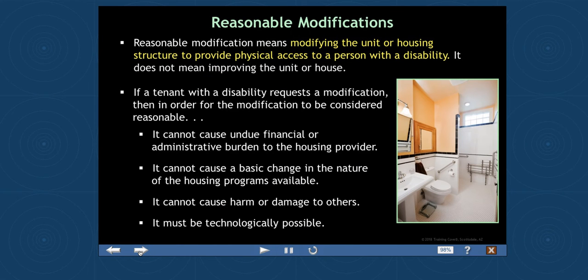Reasonable modification means modifying the unit or housing structure to provide physical access to a person with a disability. It does not mean improving the unit or house. If a tenant with a disability requests a modification, then in order for the modification to be considered reasonable, it cannot cause undue financial or administrative burden to the housing provider, it cannot cause a basic change in the nature of the housing programs available, it cannot cause harm or damage to others, and it must be technologically possible.